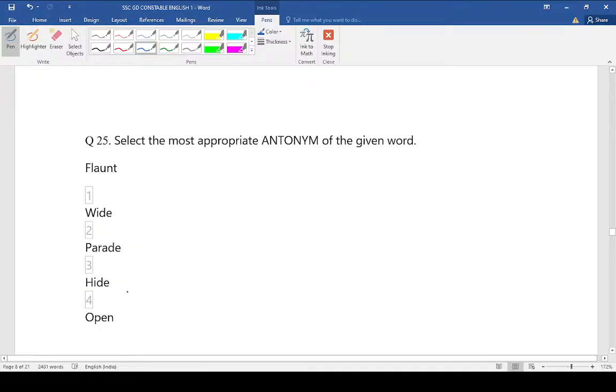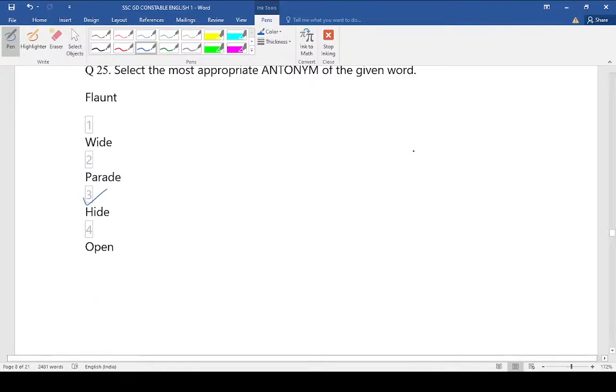Next, parade is nothing but public procession. We hear when January 26 and August 15 comes, parade is going on. Means openly it is going to take place. Open, that is also correct. And when it comes to hidden, we can't see it openly. So answer will be hidden. So next question.